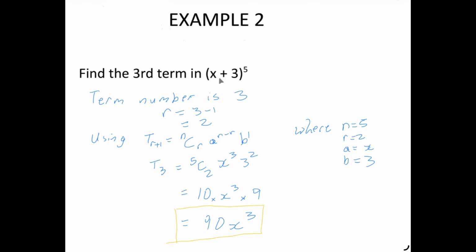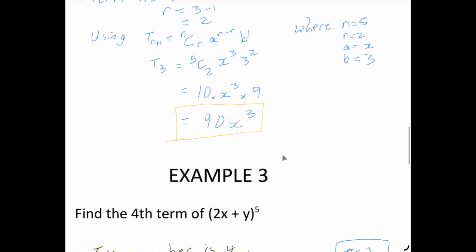A was your x, which is the first term rather. And b was your second part of your binomial. So then 5C2, that's 10, not 10x, but 10. You're going to multiply it by x to the third power times 3 to the second power. And so that's equal to 10 times 9, that is 90x to the third power. So 90x to the third power is the third term in the expansion of (x plus 3) to the fifth power.